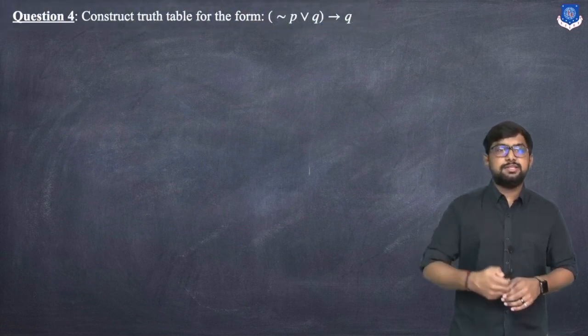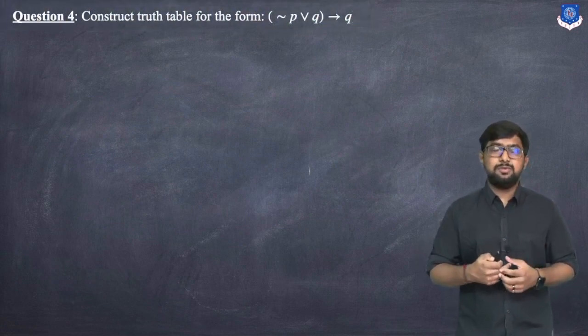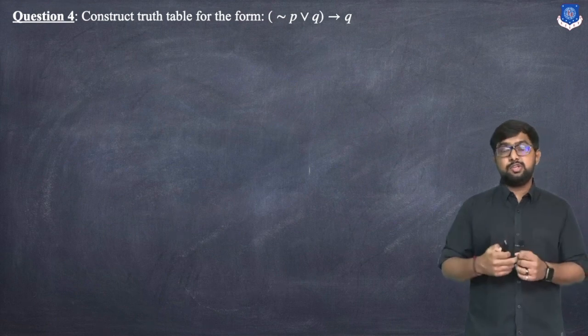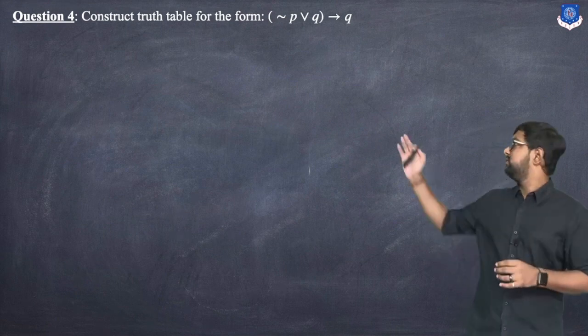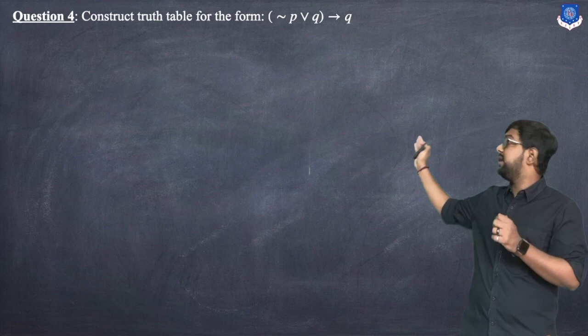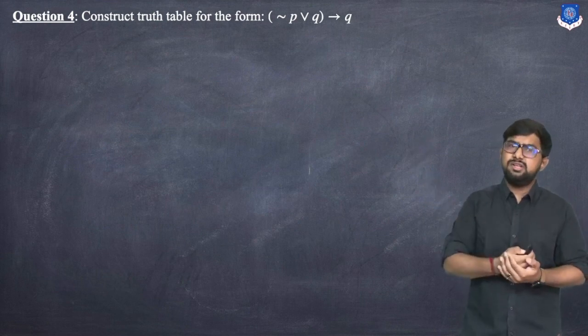Let us discuss the next example. So this type of example can also be asked: construct the truth table for the form not P or Q implies Q. See, we need to just construct the truth table.